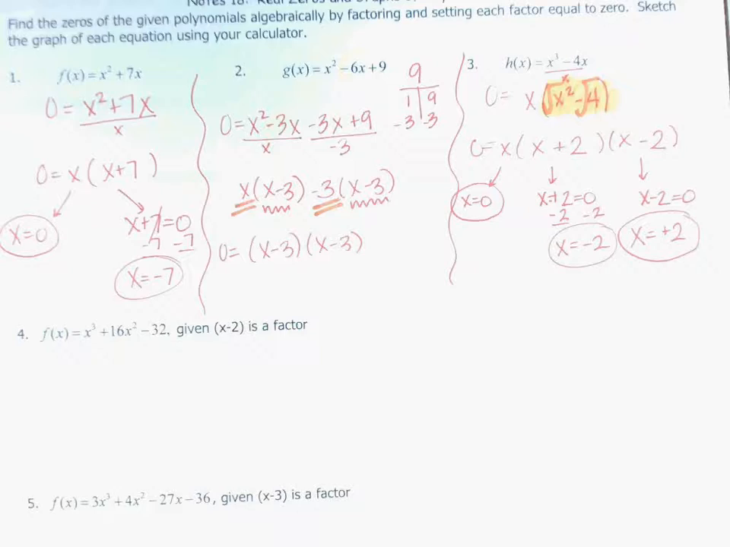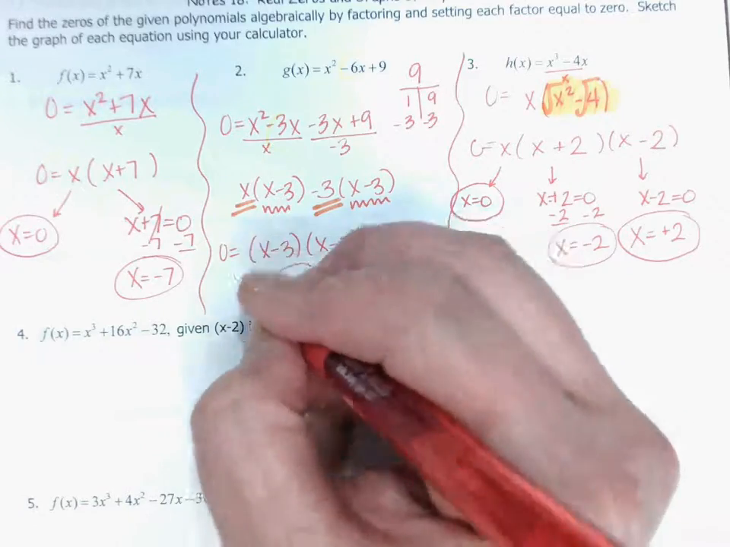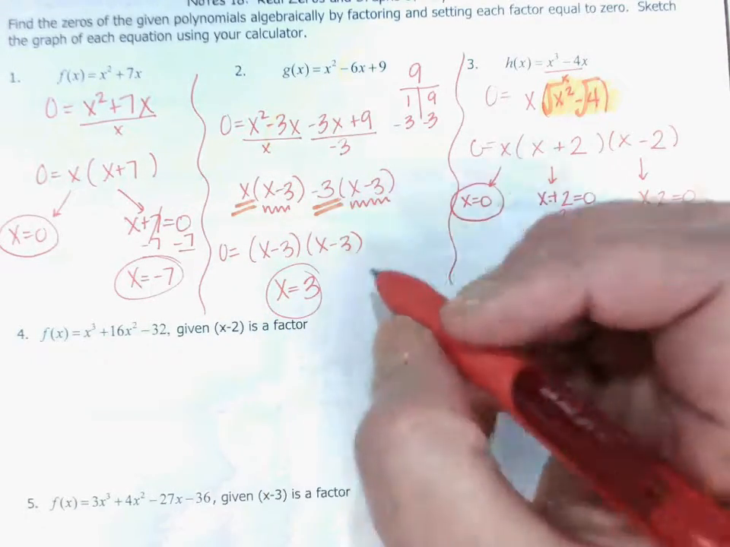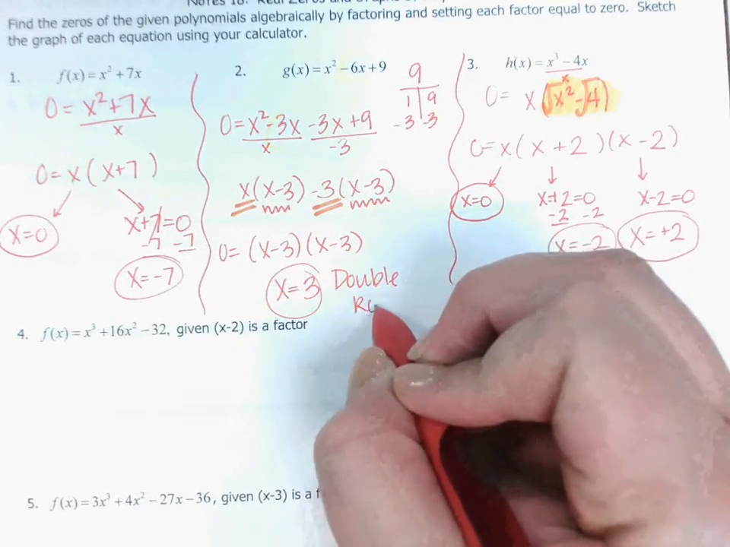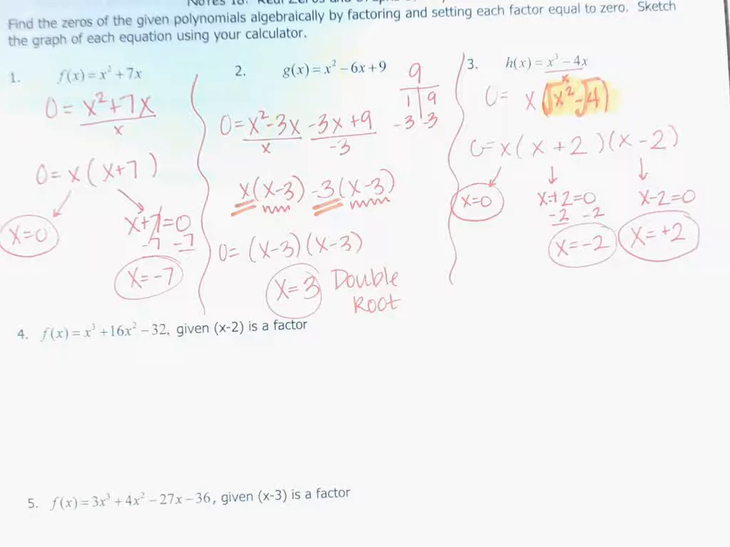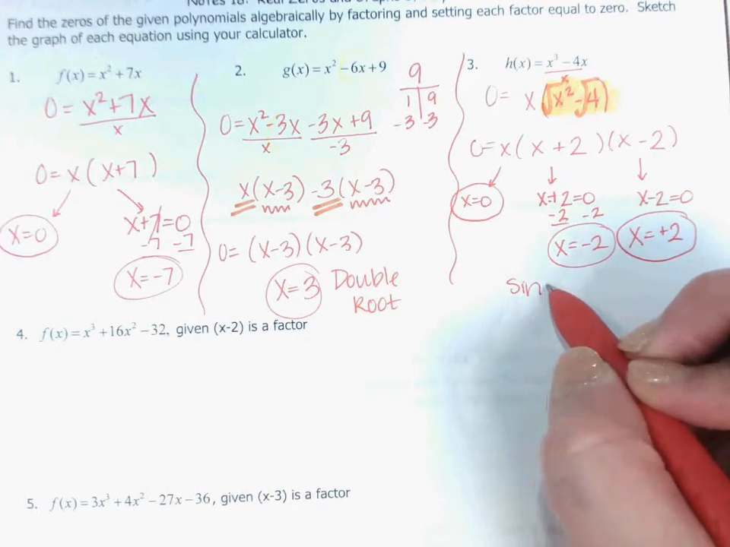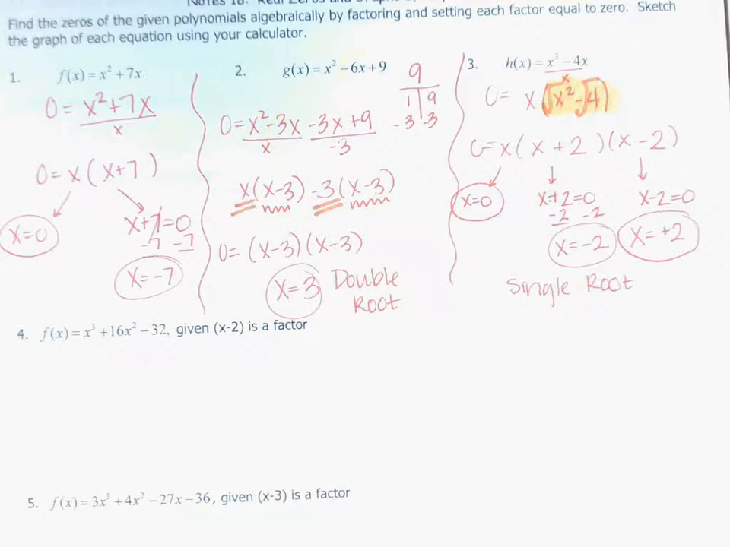Now, if my parentheses is a minus 3, what's the answer going to be? Positive 3. So this is called a double root. Okay, so write on it. This is a double root. But these guys are all single roots. The reason why is because if an answer only shows up once, it's a single. If it shows up twice, it's a double.